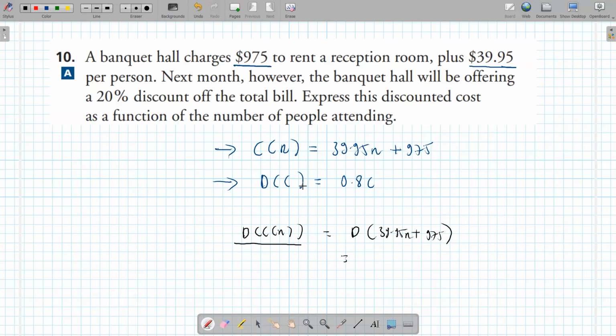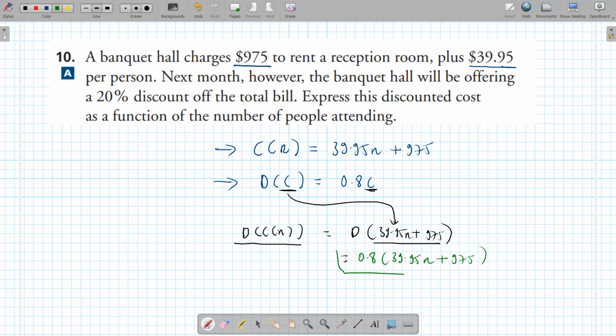Again, we've done this a few times. You see here? C. Now that C has changed into this, what we do is replace the C with what we have in this bracket. So the final answer will look like this.